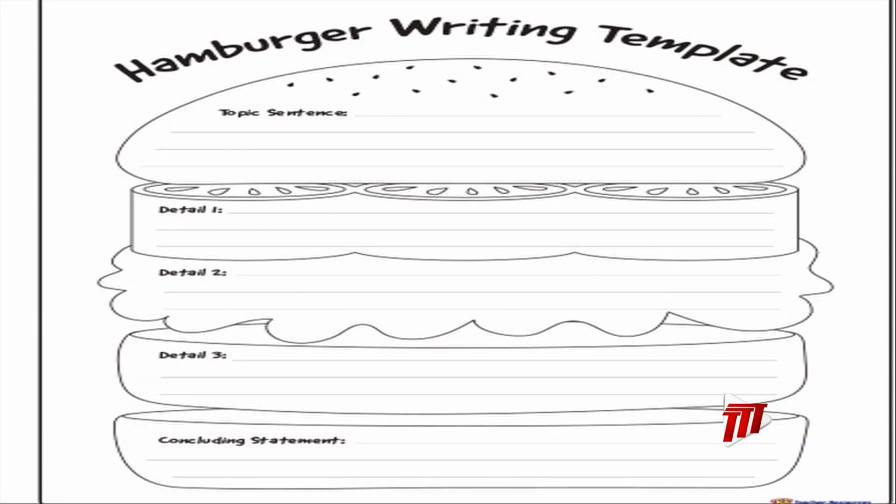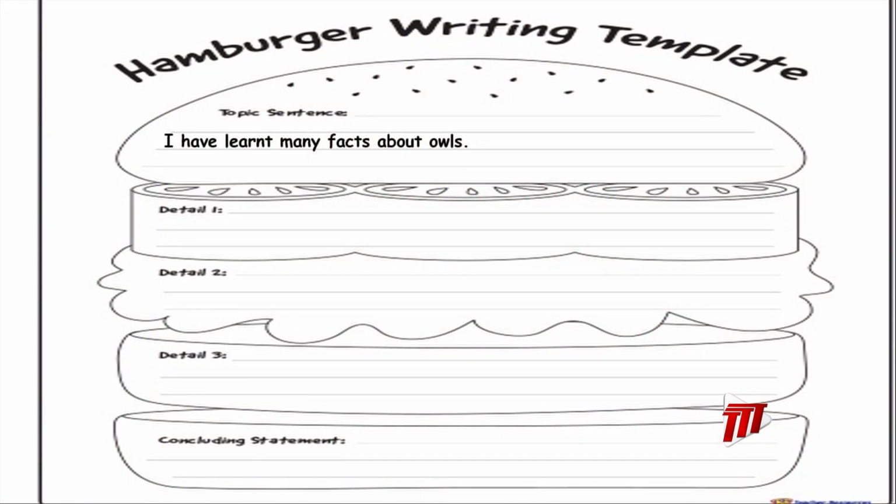So we have the hamburger writing template. You can see clearly the top bun, which is the topic sentence. You can see the tomatoes, which is detail 1. You can see the lettuce, which is detail 2. We have the hamburger patty, which is detail 3. And then the bottom bun, which is the concluding statement or sentence. So when you use this, you order your paragraph and you get a perfect paragraph. So let's start with topic sentence 1. Now, what are we to write about? Interesting facts about owls. Yes.